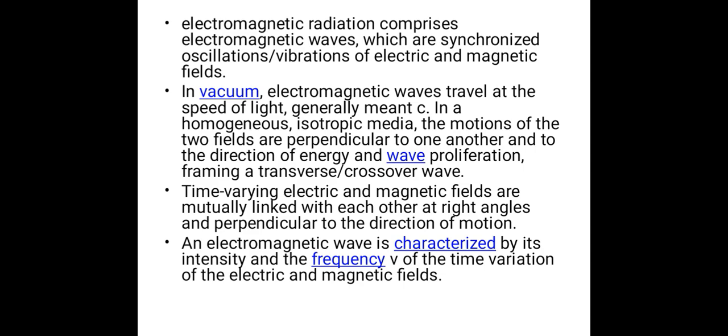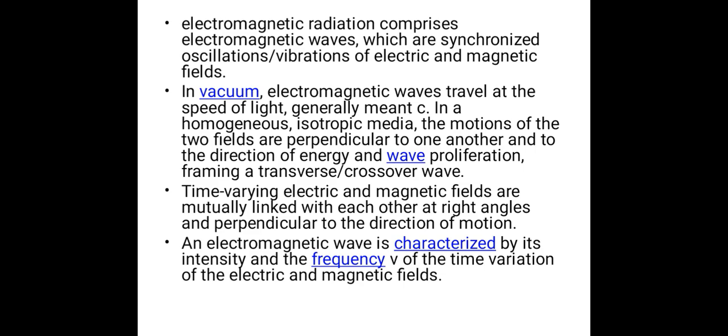Time-varying electric and magnetic fields are mutually linked with each other at right angles and perpendicular to the direction of motion. An electromagnetic wave is characterized by its intensity and the frequency and the time variation of the electric and magnetic fields. Radiation fields in which the E vector and B vector are perpendicular to each other and to the direction of propagation. Electric component and magnetic component will be there.